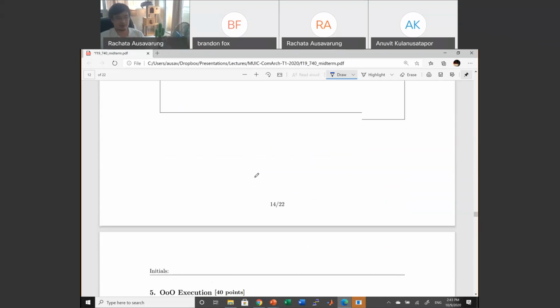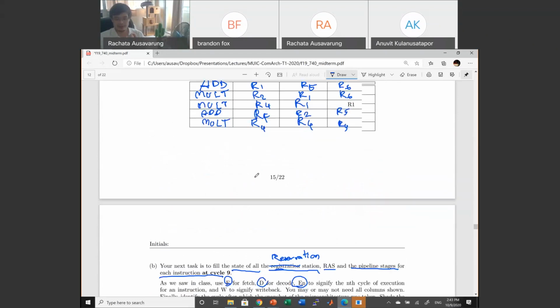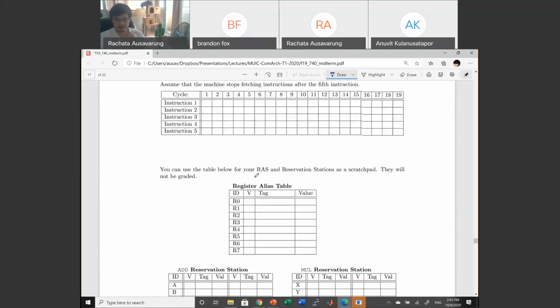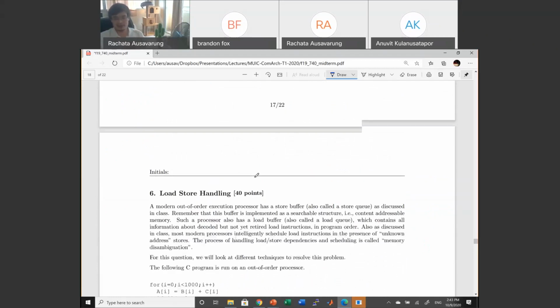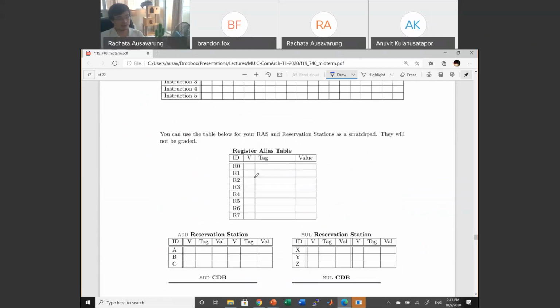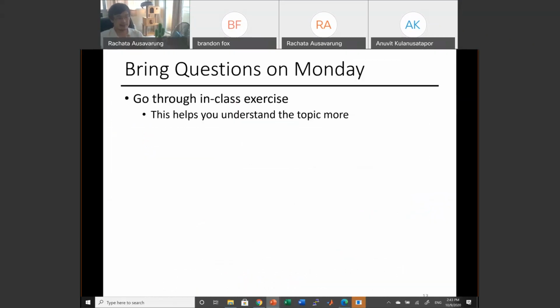And then you can see this out of order execution question that we just went over. This one won't go onto your exam. This is dealing with load and store. We haven't covered that. We cover it after the midterm. So if you look at this and you have questions, we will discuss it on Monday.